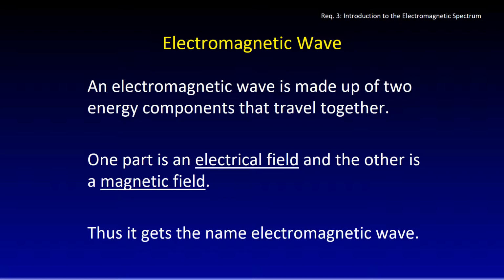An electromagnetic wave is made up of two energy components that travel together. One part is an electrical field and the other is a magnetic field. Thus it gets its name of an electromagnetic wave.